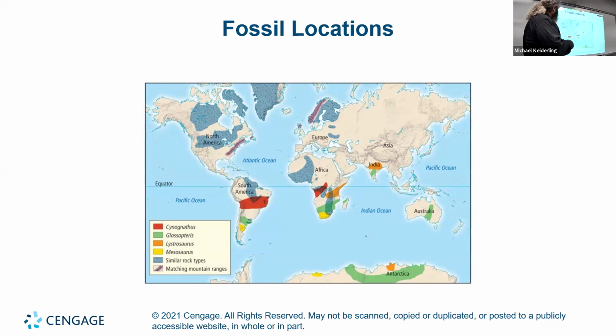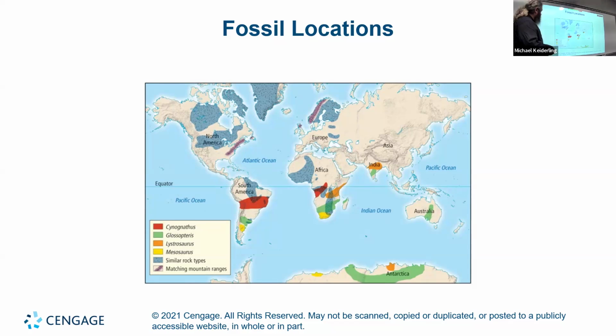So here the red, you can see how the red sort of goes across South America and Africa. The green goes South America, Africa, dips into Antarctica and up into Australia. The yellow goes into South America, Antarctica, Africa. The green also goes up into India, along with the orange, goes into India and Africa.